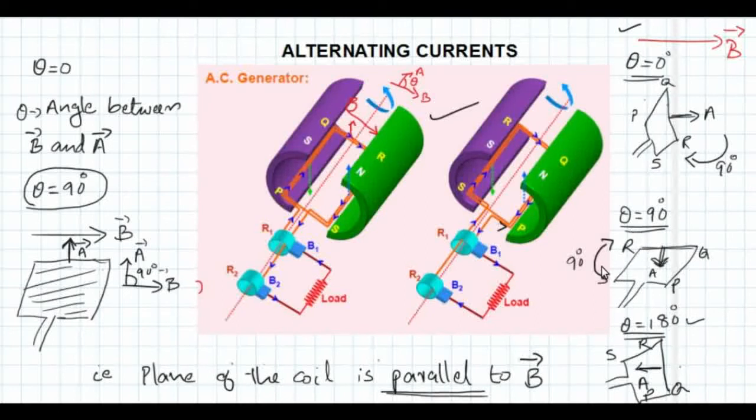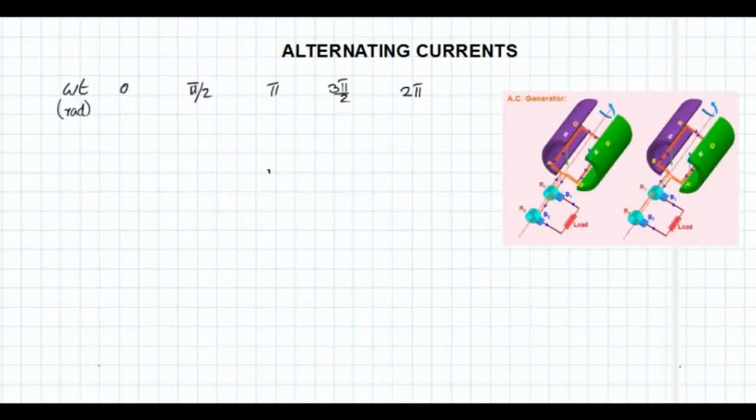Now again, if we turn it through 90 degree, what will happen? This RS will go to this side, so RS now becomes like this, and PQ goes down. So this is how the PQRS sides change. This is a pictorial representation of the rotation of the coil.